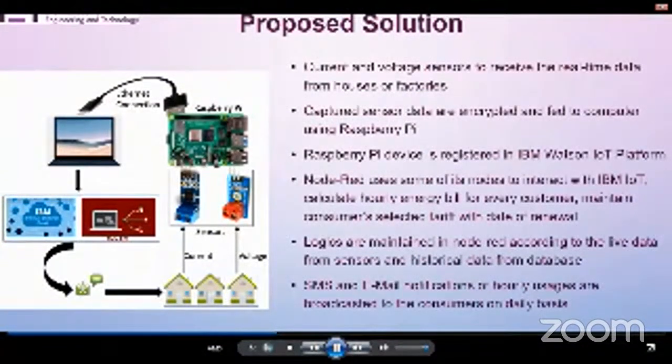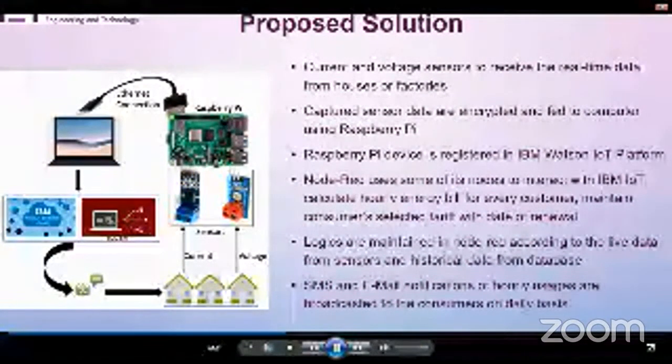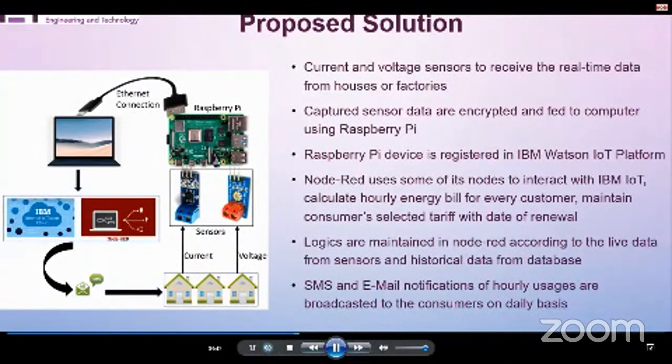This slide demonstrates the proposed solution. As per the solution, a smart meter should be installed at consumers' smart homes, which consists of current and voltage sensors for capturing readings continuously.